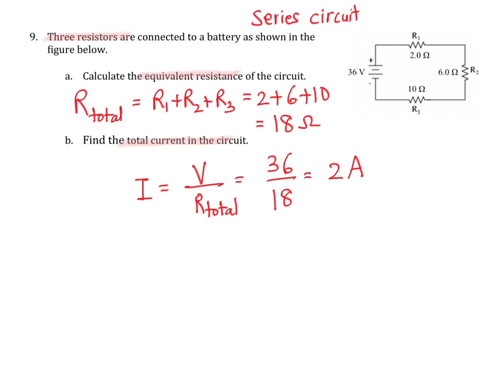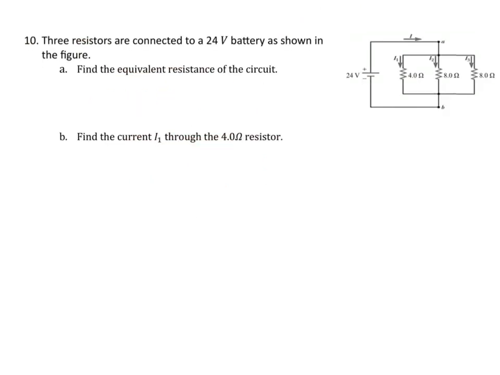Now in case the question had asked you what's the current through R1 or what's the current through R2 or what's the current through R3, the answer will still be 2 ampere because the current in a series circuit remains the same. So when you calculate the total current, you need to use the battery voltage divided by the total resistance and you get the current, which is 2 ampere in this case.